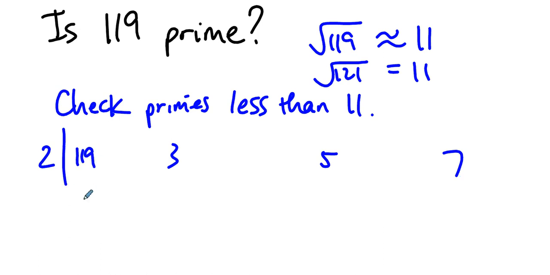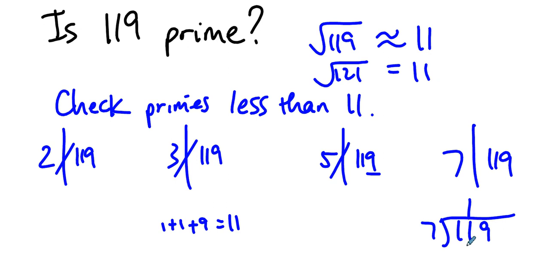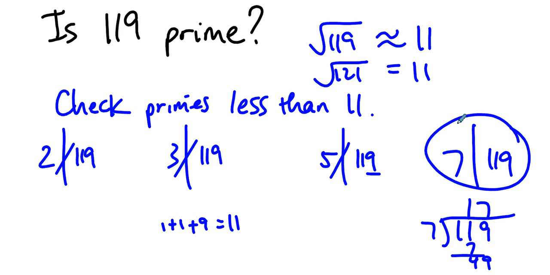Does 2 divide 119? No, it does not. Does 3 divide 119? Well, the digit sum is not a multiple of 3. No, 3 does not divide 119. Does 5 divide 119? That's a 9, so no. Does 7 divide 119? There's no good test for 7, so we divide. And sure enough, 7 does divide 119. And because 7 does divide 119, the answer to the question is no. 119 is not prime.